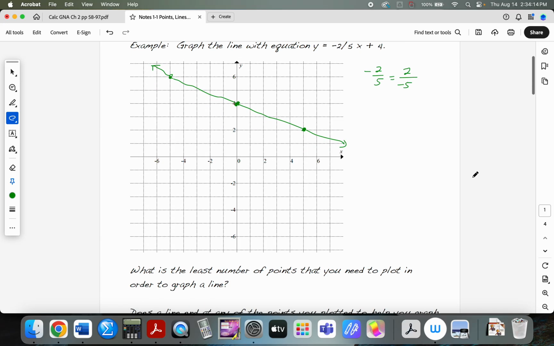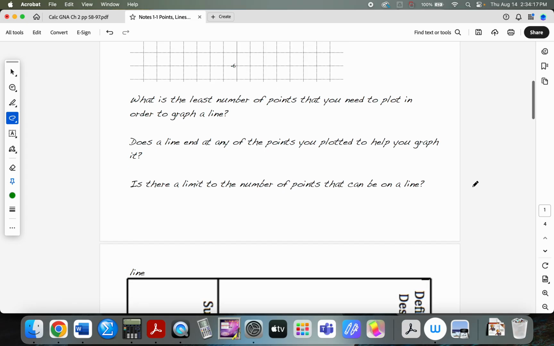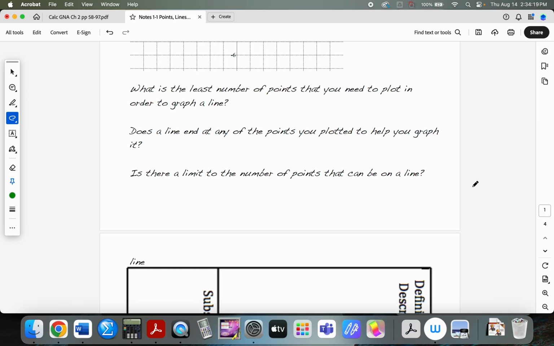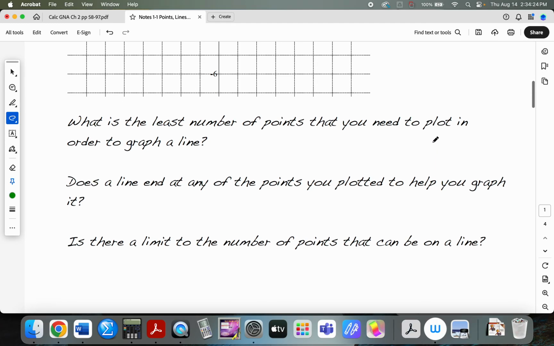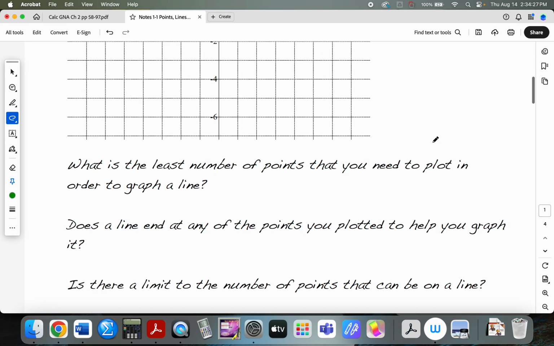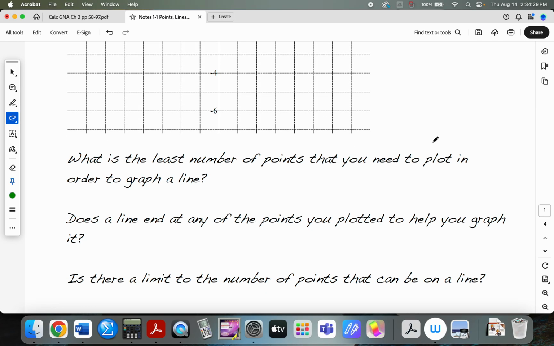So, a question for you to think about for just a second, and then I'll ask for a volunteer. What's the least number of points you need to plot in order to graph a line? So what is the least number that you have to do that? Someone will raise their hand. Yes, sir. 2. You got to have 2. Is it better sometimes if you have more? Yeah. It's easier to make it nice if you have more, but the least you have to have is 2.